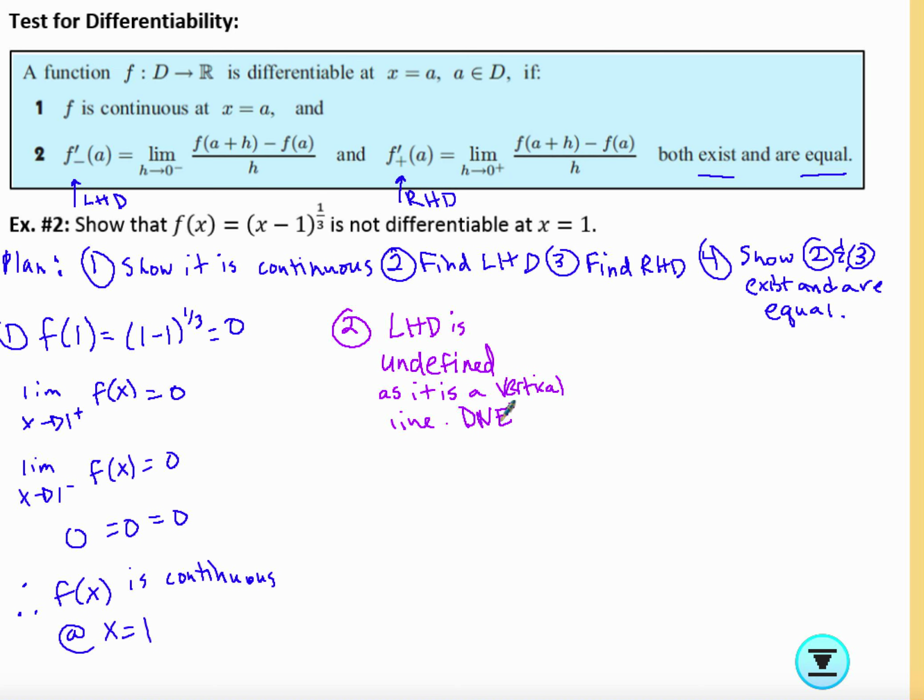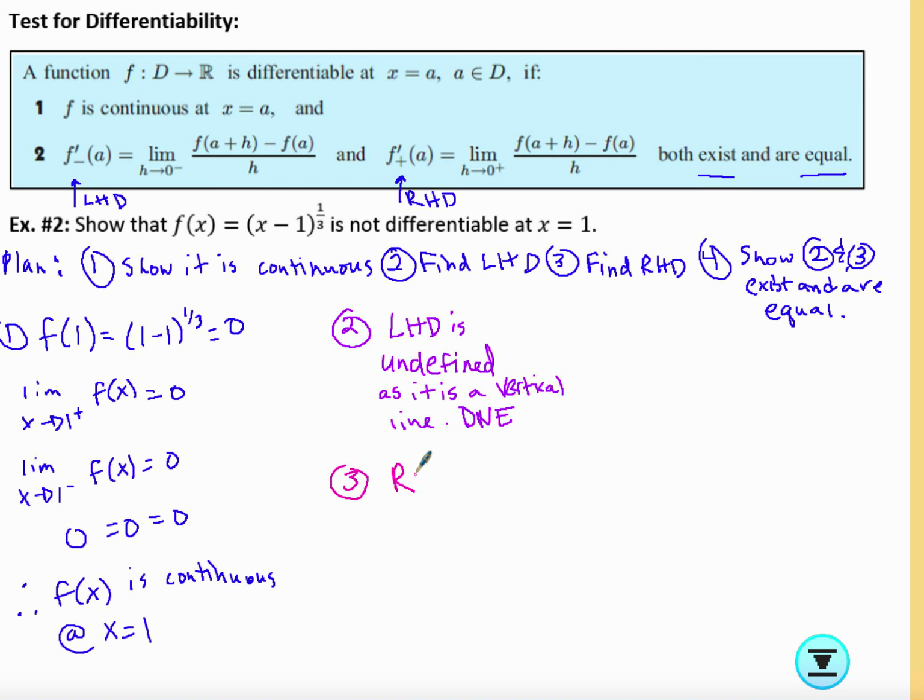And honestly, I could stop right here because in order for this to be a differentiable function, both the left and the right-hand limits have to exist. And we can see it fails right now because it doesn't exist. But I'll just continue going. I'm now going to find the right-hand derivative.